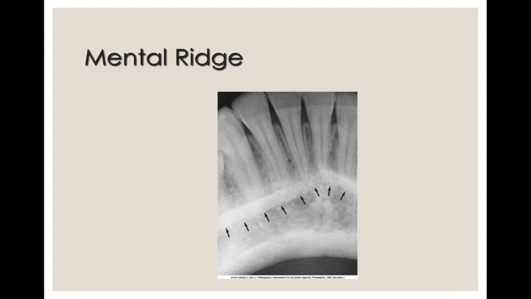Next is our mental ridge. The mental ridge is a linear prominence of cortical bone located on the external surface of the anterior portion of the mandible. Radiographically, it will appear as a thick radiopaque band that extends from the premolar region to the incisor region. Often, it appears superimposed over the mandibular anterior teeth. So you can see here, in some areas, it appears just over the apices of the anterior teeth on the mandible.